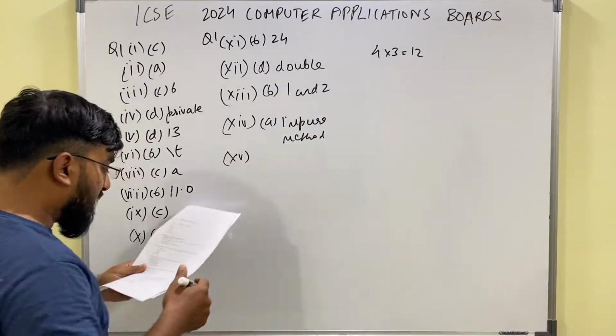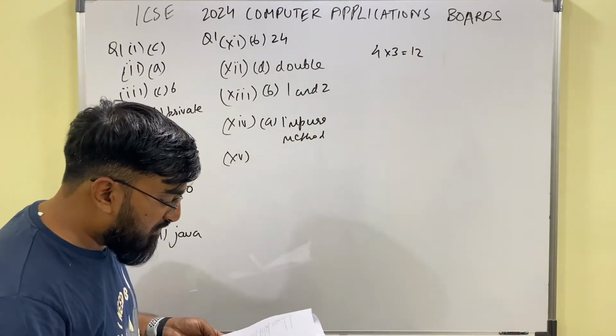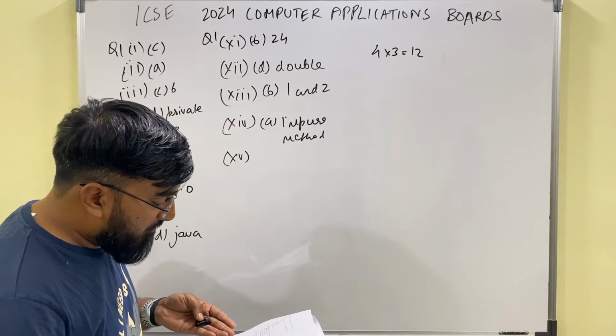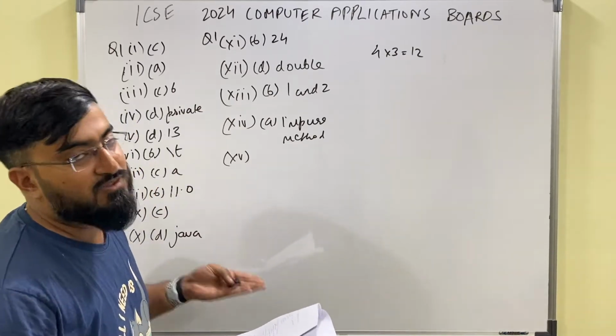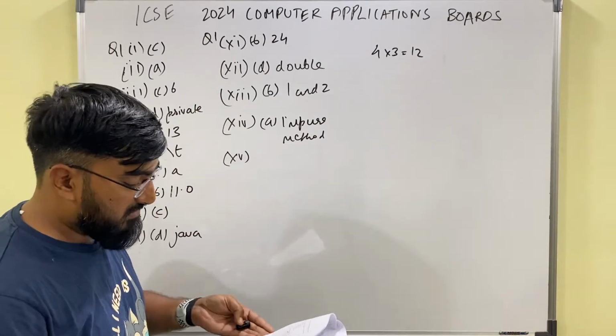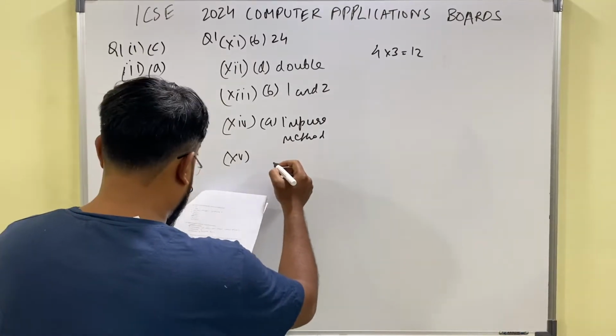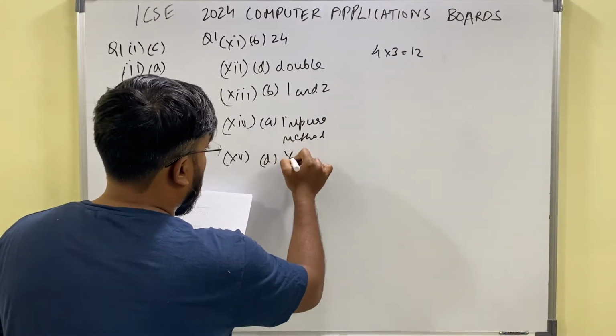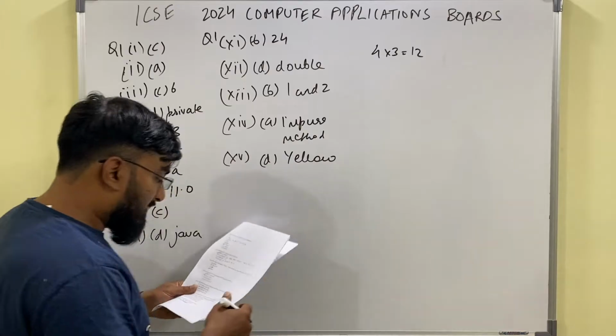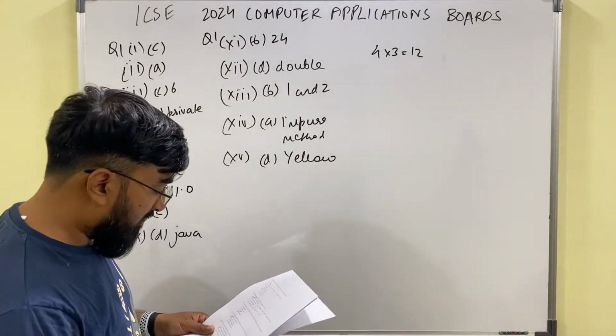Now the 15th question is, I mean, why are they trying to even confuse you? If the name of the class is yellow, the name of the constructor is going to be exactly the name of the class, which is yellow, right? So it is going to be D, yellow. Okay, it is just a very simple trick question to confuse you people.